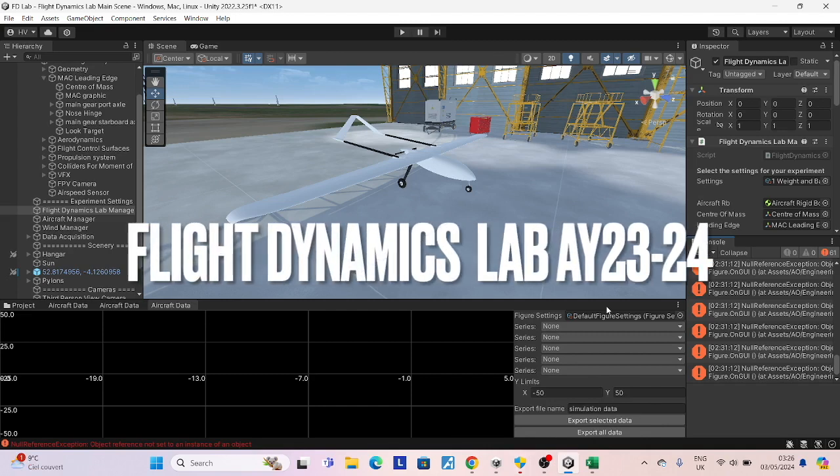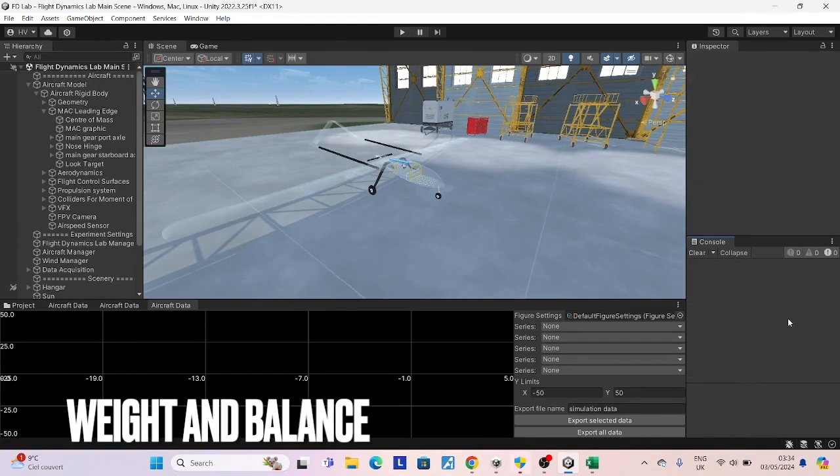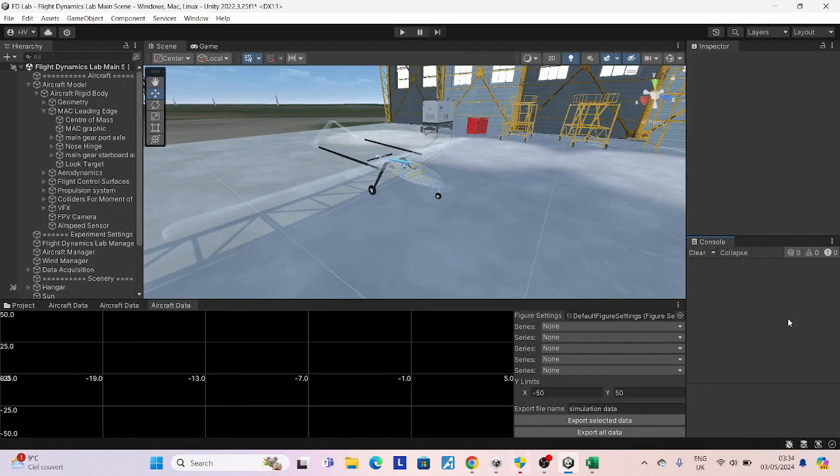Today I'll be conducting a flight test briefing for the Albatros aircraft using a specialized Unity virtual environment tailored for simulation involving the Albatros aircraft. So first, the weight and balance. The center of gravity is a critical factor in understanding the flight dynamics.